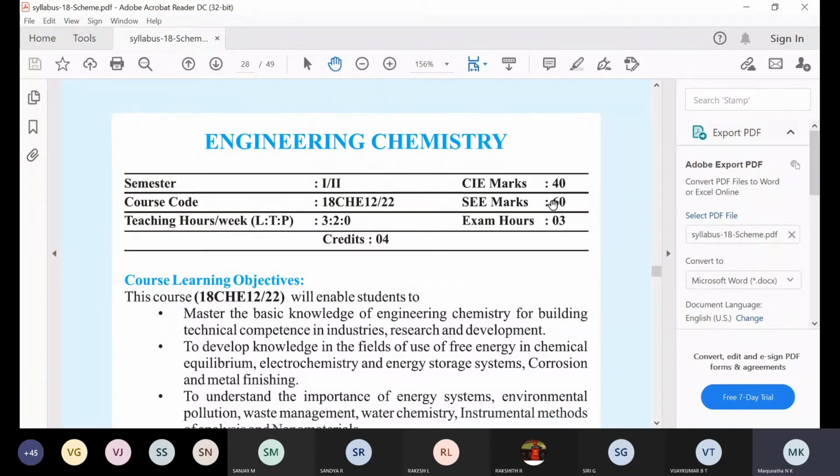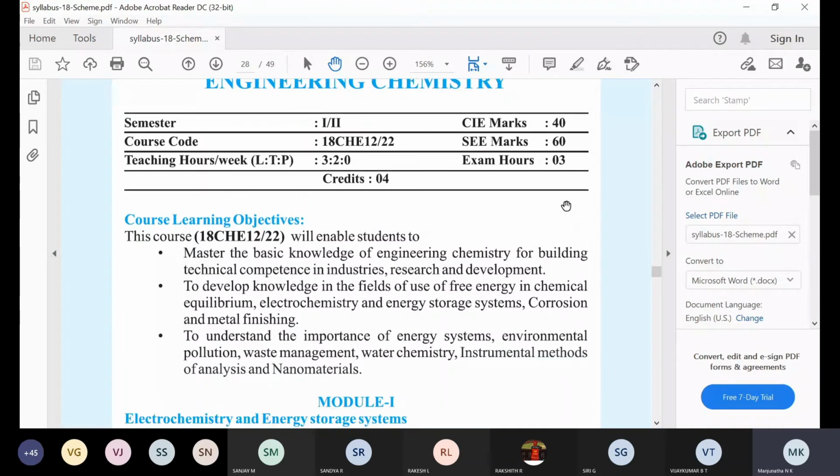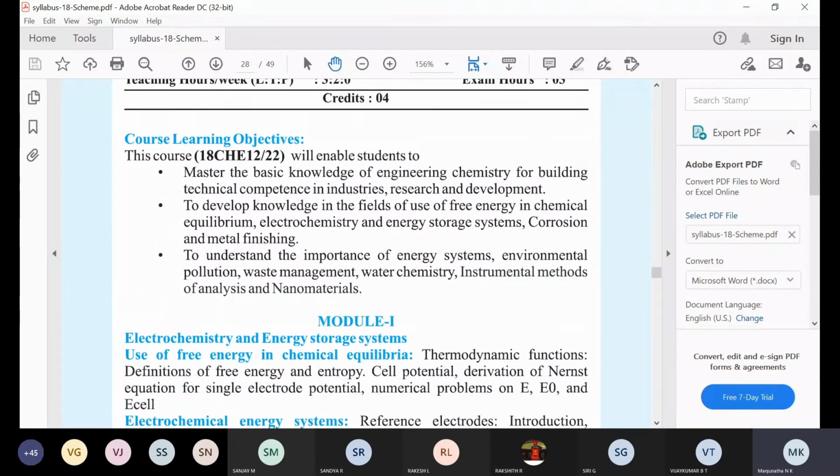Next, coming to the external examination. The external exam is conducted for 100 marks. Out of 100, whatever you score is reduced to 60 marks. Then they will announce the result. The 60 marks of the semester end examination, the external exam, and 40 marks for your internal assessment. Is it clear? Any doubt in this?